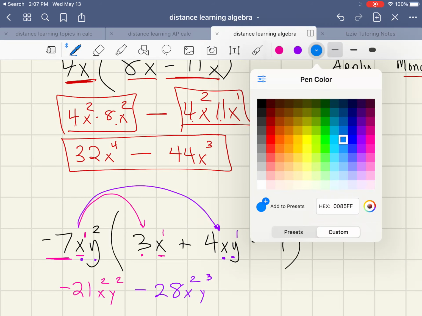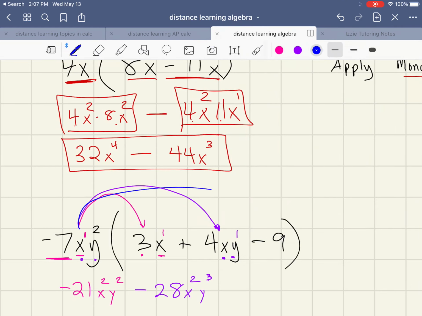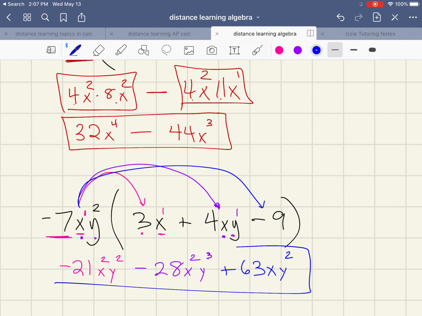And then the last component, I do -7xy squared times a -9, and it's just coefficient times coefficient. Negative times negative is positive. 9 times 7 is 63. Keep the base and the exponents the same. So xy squared. And that one is done.